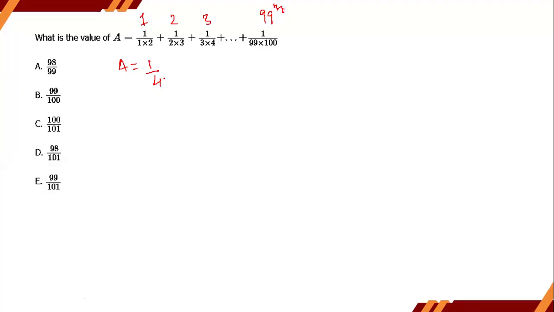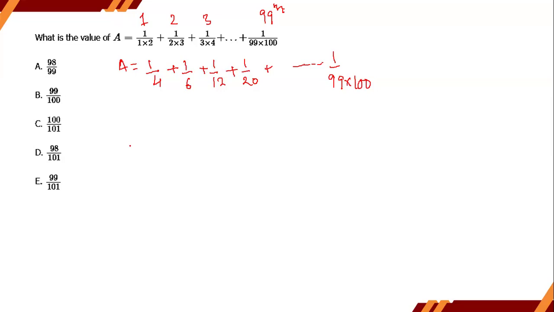So A is 1 by 2 plus 1 by 6 plus 1 by 12, and what will be the fourth term? 1 by 4 into 5, so that means 1 by 20, and so on up to 1 by 99 into 100. All right. Now, how can we do this? Definitely it doesn't make sense here to figure out the differences, neither can we see any common pattern over here. Not as such. So how can we do this?